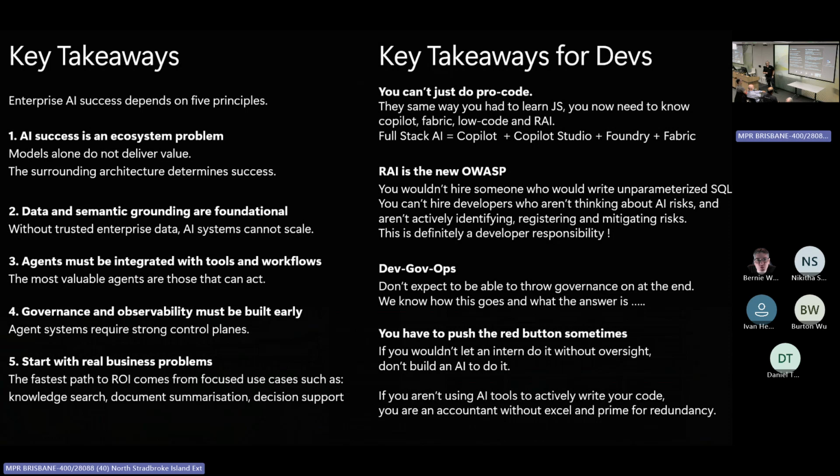And then my last one: if you aren't using AI tools to write your code, you're an accountant without Excel, prime for redundancy. If you're writing all your code manually today, there are people who are doing things differently. When you watch someone like Todd write code, he's not writing code. He's kicking off agents and multitasking. He's kicking off 14 agents and then going and making coffee and waiting for them to come back to him with a request. That is the way that we all need to get to, or become architects.